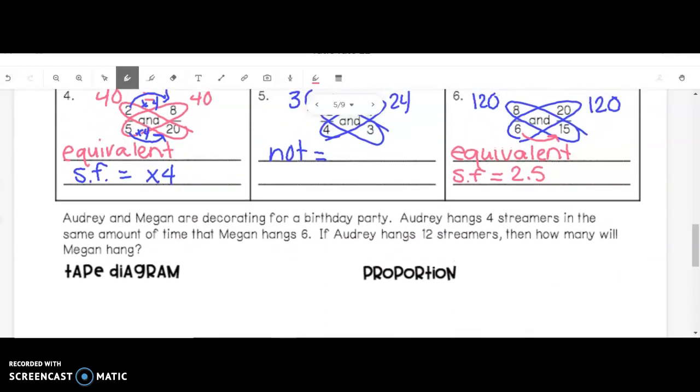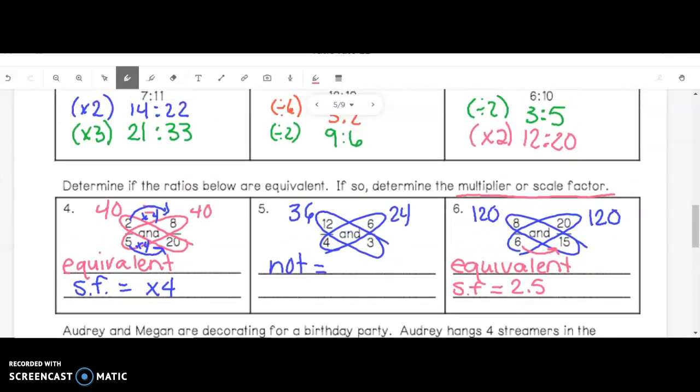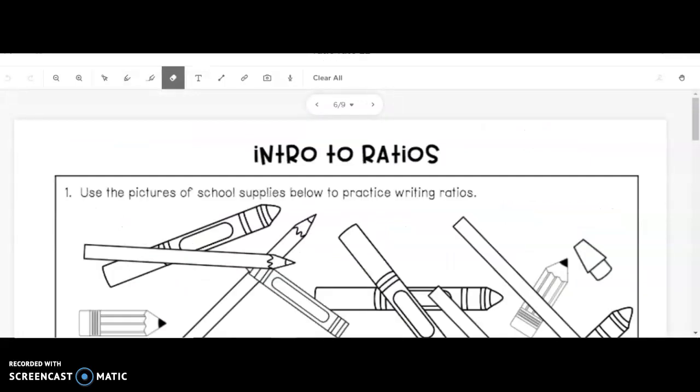Okay, we're going to skip this part right here, the tape diagram and proportion. I'm not going to worry about that right now. We'll have plenty of time to work on proportions in the future.